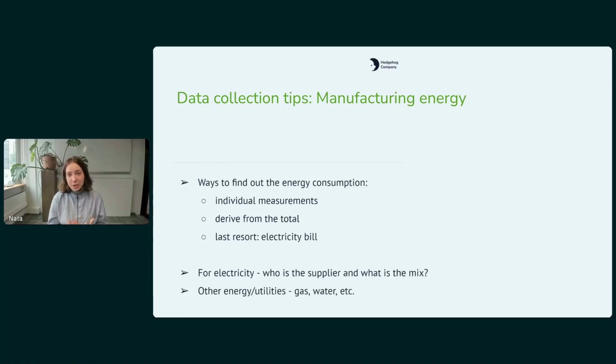Sometimes this individual measurement is not possible, however, and then the energy consumption can be derived from the total energy consumption of the factory. So, for example, you know that per year, the year 2023, you consumed this amount of electricity, but you also know what the output of your product is, and then you can calculate how much electricity was consumed per functional unit.